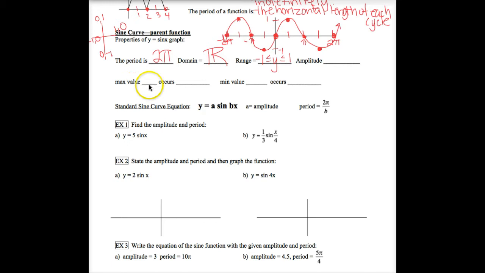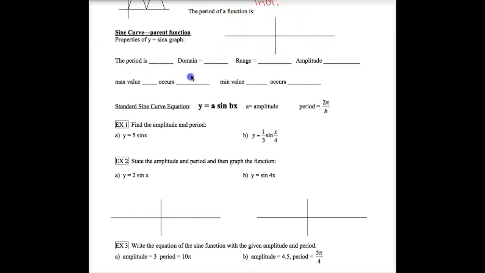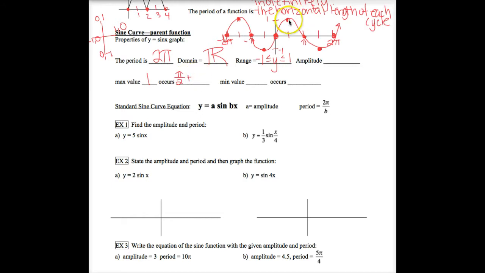The maximum value, which is 1, occurs for the first time at pi over 2. But if I keep going, it would occur again at 5 pi over 2, and then again another 2 pi later. It would happen every cycle, and so that means every period it's going to hit that same value. So if I wait 2 pi, it'll be back up. So we call that plus 2 pi n, because n could be any number. So at every 2 pi after the first one is when I'm going to have a maximum value.